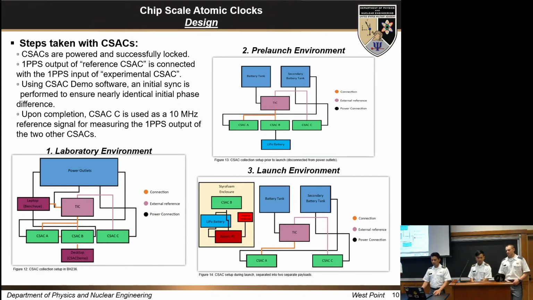Going through the laboratory environment, pretty simple. Everything's connected to power. Everything's being measured. Pre-launch, what we do is we have our CSAC-B, which is our experimental CSAC that goes up in a high-altitude balloon, connected to a lithium polymer battery. The rest of them are connected up to their respective battery tanks. And then within our launch environment, we have our styrofoam enclosure, which includes our Atomic Pi recording device, our SparkFun RedBoard, which records environment variables, our CSAC, and then we have the other CSACs connected as per the pre-launch environment.